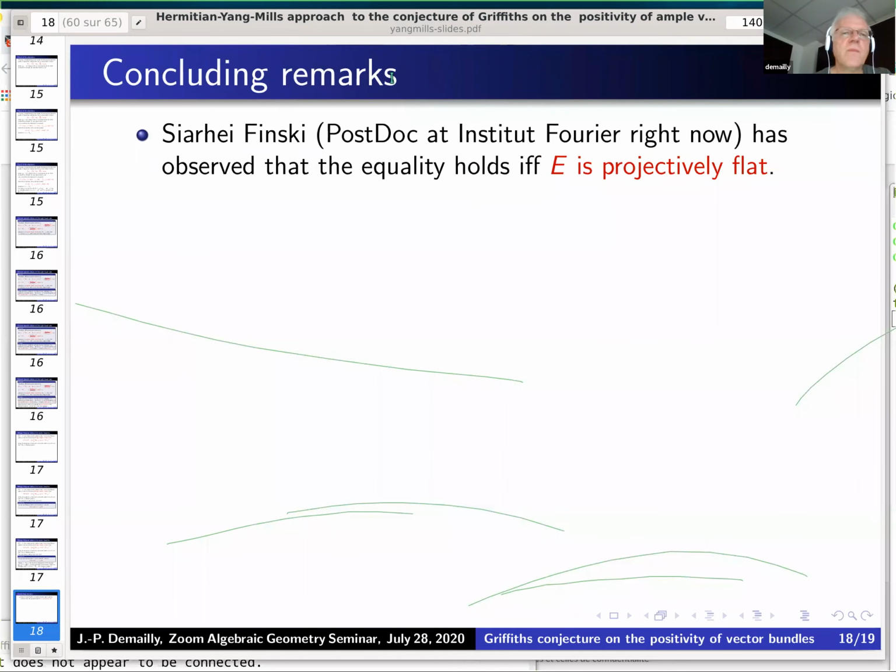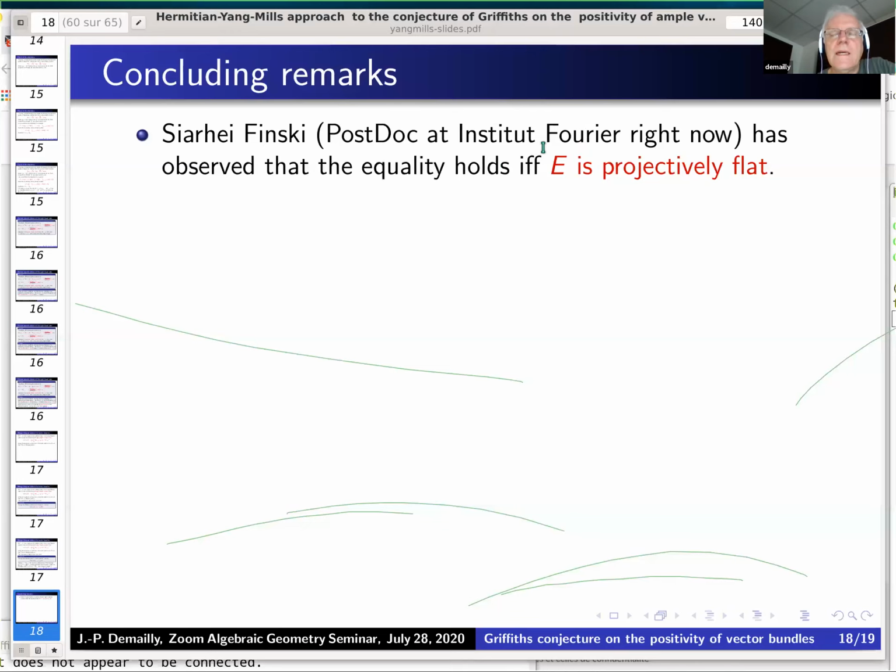So let me make some concluding remarks. This is just what I explained. In fact, this is an observation of a postdoc at Institut Fourier right now, named Sergei Finsky from Russia. And it's a very simple observation that the equality holds if and only if E is projectively flat. Sergei has many more interesting results in this perspective, including some asymptotic estimates of what happens when you replace E by symmetric powers of E. And it turns out that if you replace E by symmetric powers of E, whenever E is ample, then the symmetric powers eventually become dual Nakano positive. So this makes sense, even for E just ample.